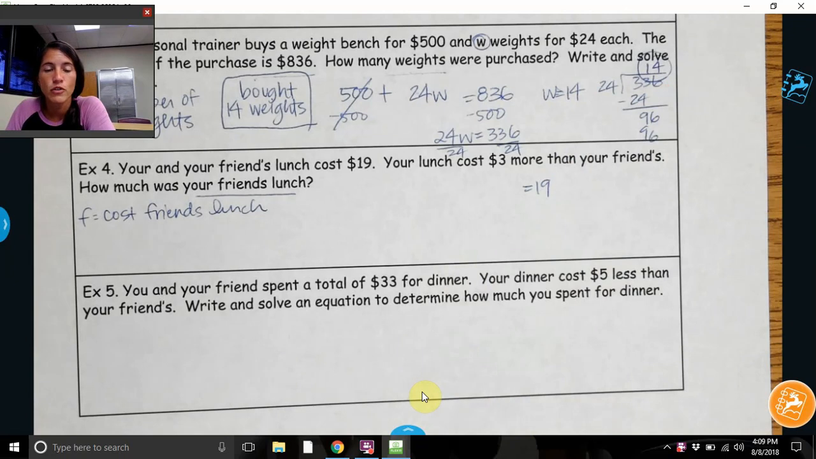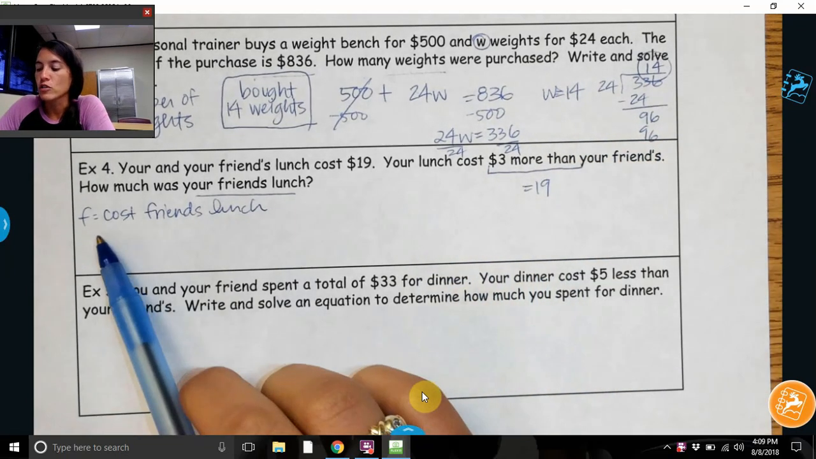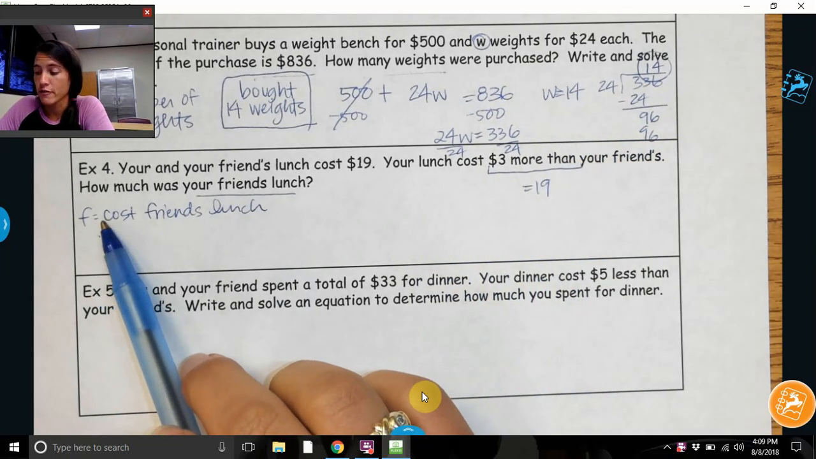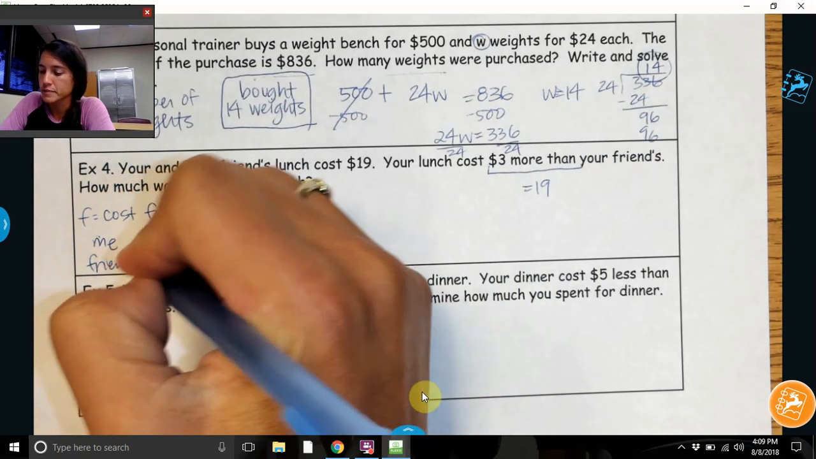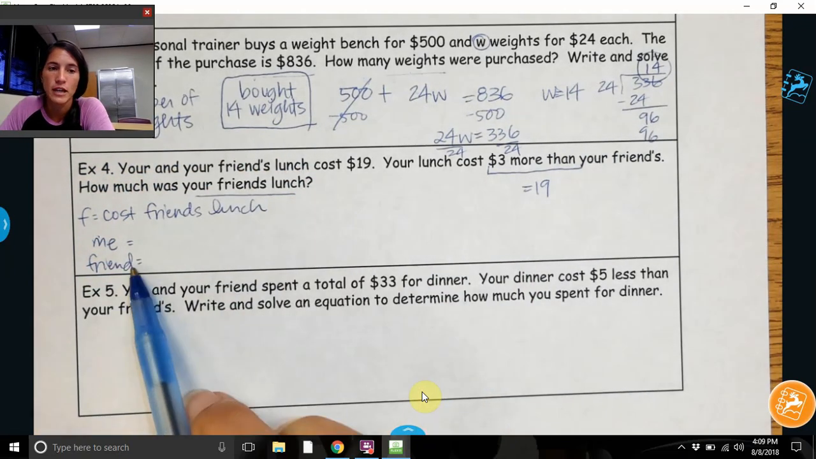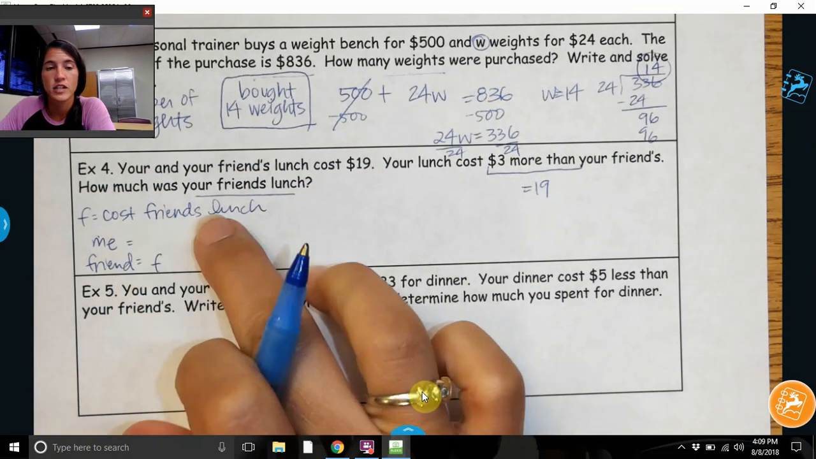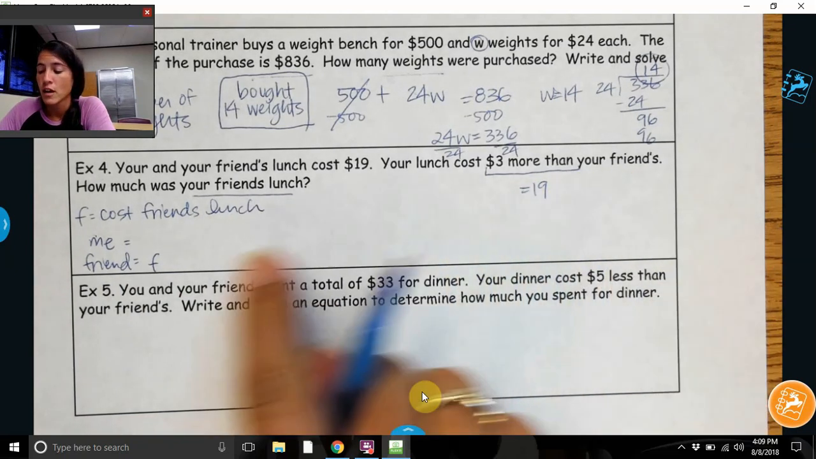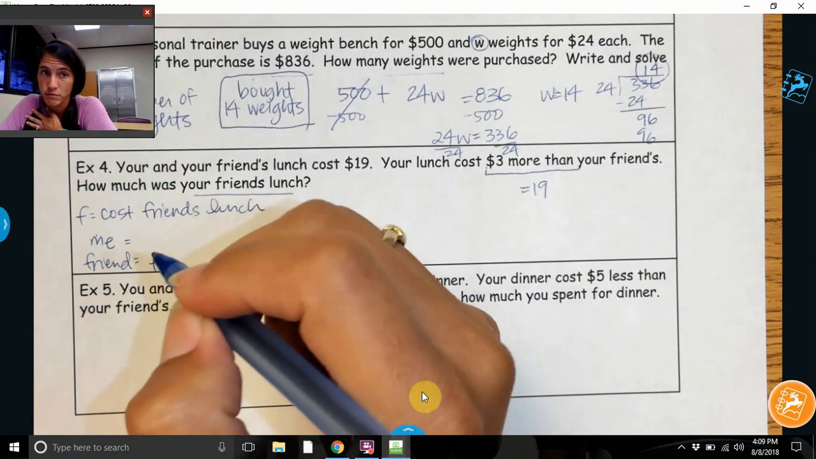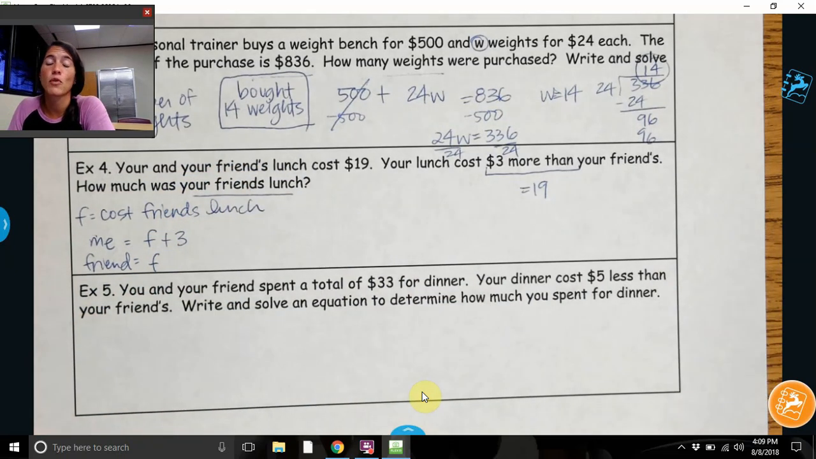And this one can be a little tricky. You and your friend both each bought food. Your lunch cost $3 more. And this is where translating comes in. If your friend's lunch cost F, we know we're going to add together me and my friend. So it might help you if you write this on the side. My friend's food cost F, because I said F stands for the cost of my friend's lunch. Your lunch costs $3 more than your friend's. So my lunch cost my friend plus 3, because it says it costs $3 more than your friend's.